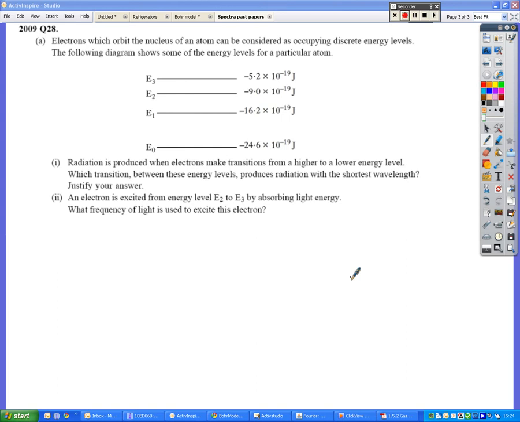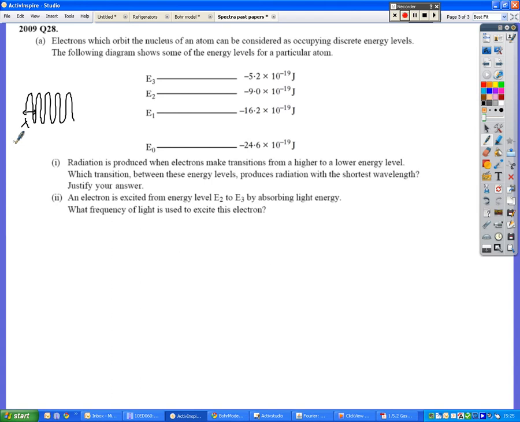So, radiation is produced when electrons make transitions from higher to lower energy levels. Which transition between these energy levels produces radiation of the shortest wavelength? Well, if it's got the shortest wavelength, then what that means is that your waves are as close together as they possibly can be. So if it's got the shortest wavelength here, lambda, then it must have the highest frequency. So you're looking for the energy that is associated with the highest frequency.